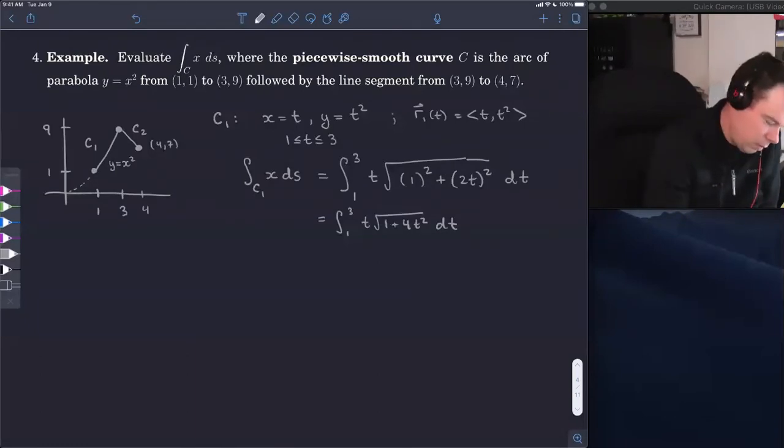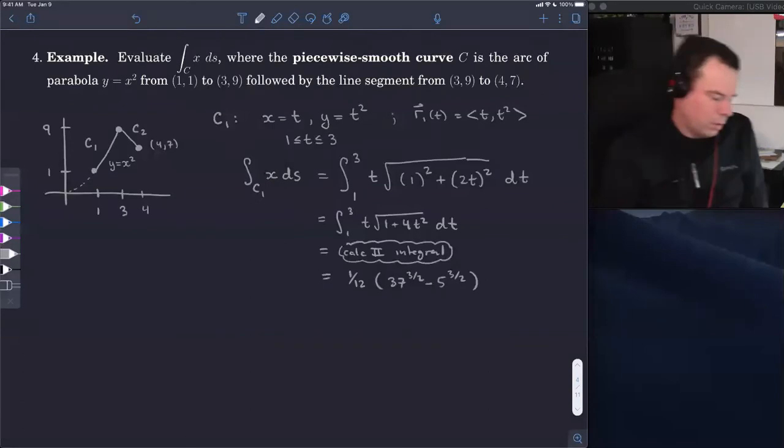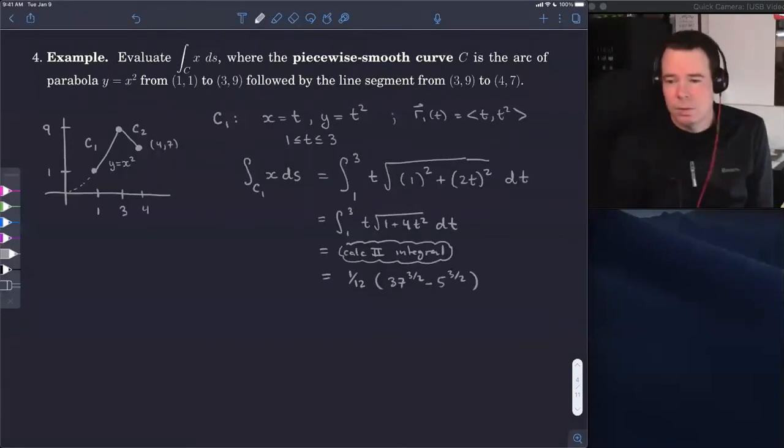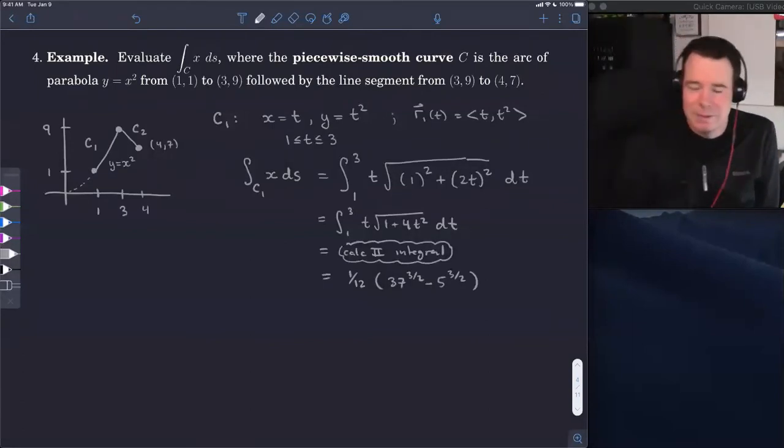And now we're in Calc 2 integral territory. So I'll leave the details there. I would just want to focus our attention on what is the new stuff for us. And that gets us to a value of 1/12 (37^(3/2) minus 5^(3/2)). Okay, so the new part was setting up the integral. And it's always setting up the integral. That's the challenge, taking the context and setting up the integral.